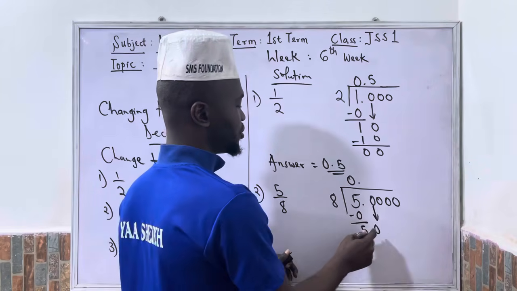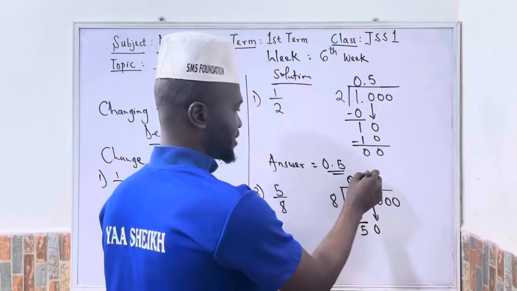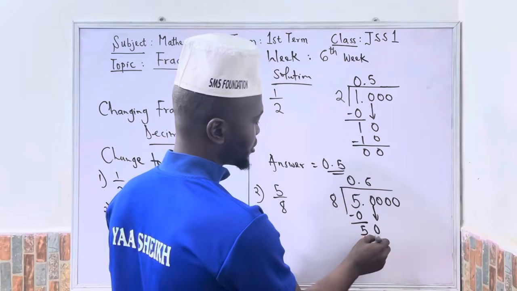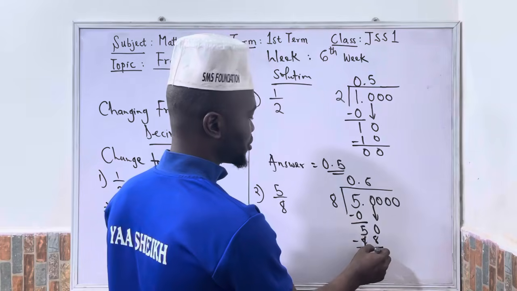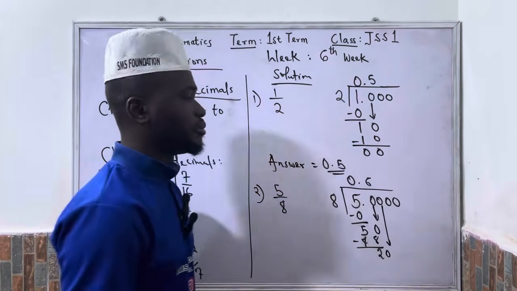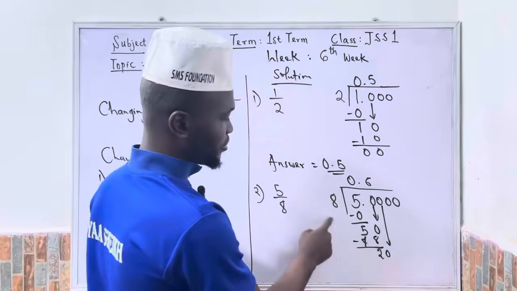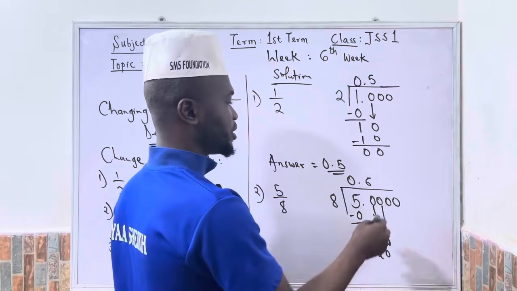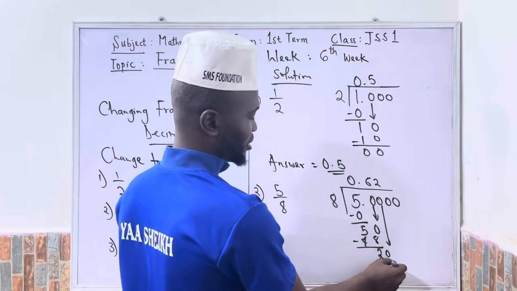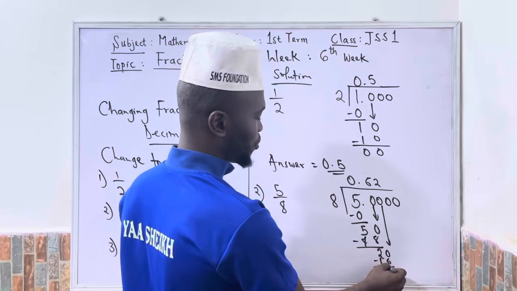Drop the next 0. This is 50. Now, how many 8 can I get from 50? That will be 6. Put the 6 up here. 6 times 8, that will be 48. Let's subtract. 50 minus 48, that will just give me 2. Bring down the next 0. How many 8 in 20? That will give me 2. 8 times 2, that will give me 16. So let us subtract 20 minus 16, that will just give me 4.